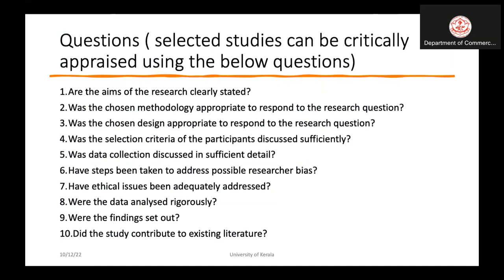That is what is needed in a literature review, so these questions are very significant. Are the aims of the research clearly stated? Is the chosen methodology and design appropriate to respond to the research question? Are the selection criteria of the participants discussed sufficiently? Is data collection appropriate? Is research bias addressed or not? Are ethical issues addressed or not? Is data analyzed in a good manner or not? Are findings set out or not? And has the research contributed to the existing literature? Again and again, you can ask these questions, and straight away you can tell whether the work addresses them. If it does not, you can directly write critically about that particular work. Okay, so these questions are important.